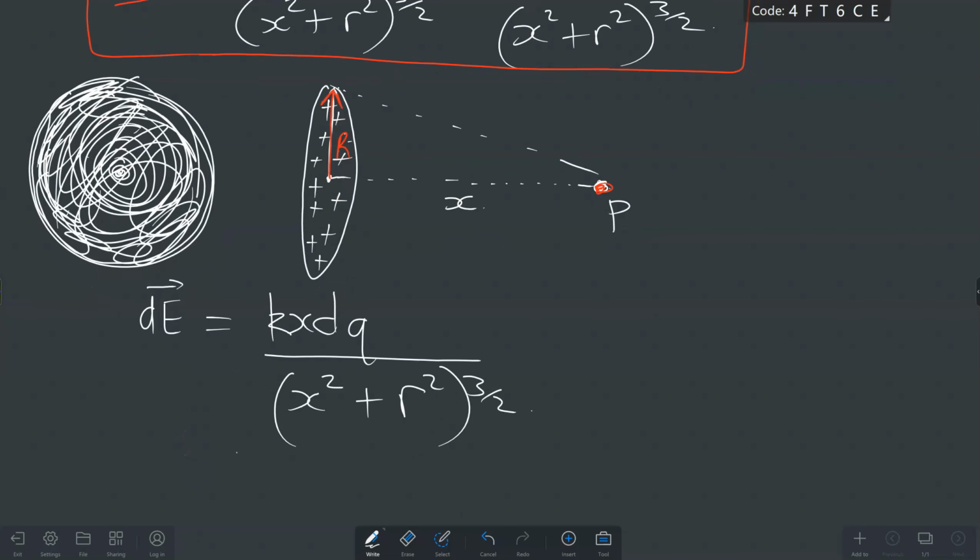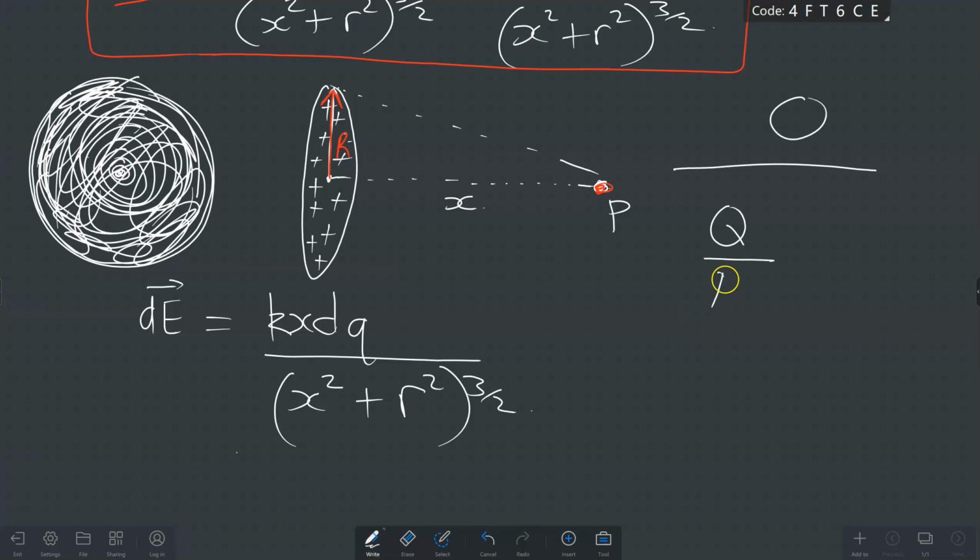What's going to happen now is, we know this is an area. The ring was a line, because you can take a straight wire and bend it to form a ring. So now that we are looking at an area, we have to talk about area charge density. That means dq is no longer equal to lambda ds.